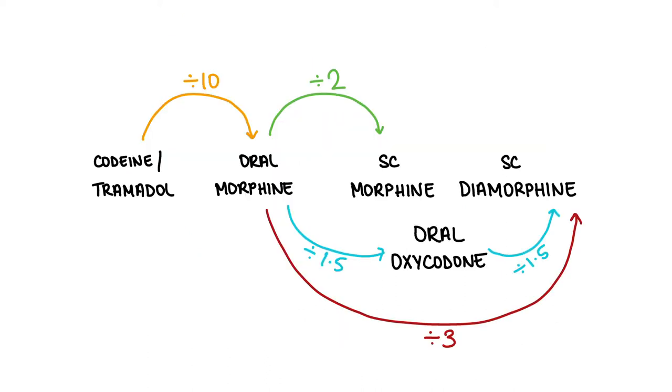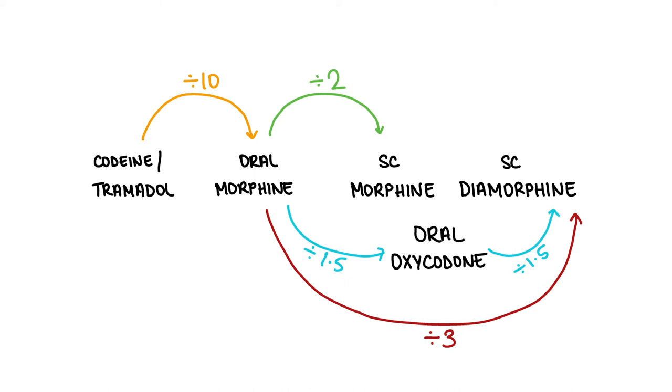To convert a patient from codeine or tramadol to oral morphine, divide the dose by 10. To convert from oral morphine to subcut morphine, divide the dose by 2. If you're converting from oral morphine to oral oxycodone though, divide by 1.5, and from oral morphine to subcut diamorphine, divide by 3. Oral oxycodone has fewer side effects than oral morphine, such as sedation, pruritus, and vomiting.